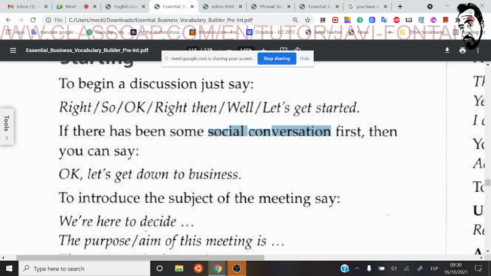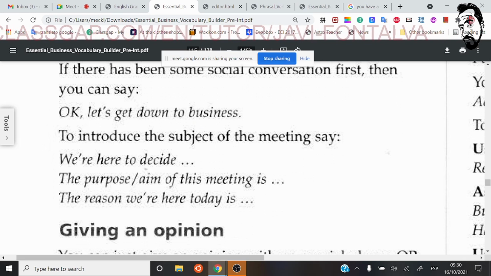So, small talk significa esto. Social conversation. Conversaciones sociales sobre la vida, la familia, ¿no? Entonces, normalmente, cuando va con un cliente empieza a hablar de estas cosas, ¿no? Y después quiere hablar de los serios. Puede decir, ok, vamos a hablar de negocio. Let's get down to business.